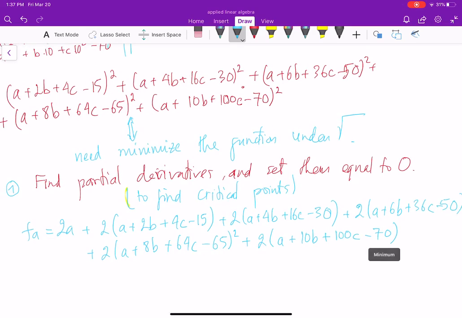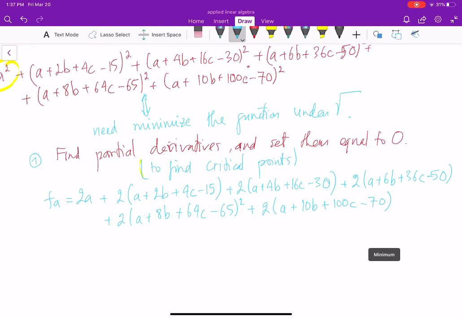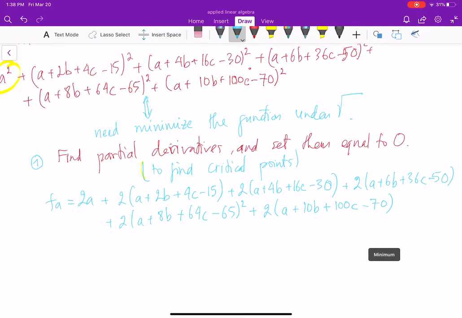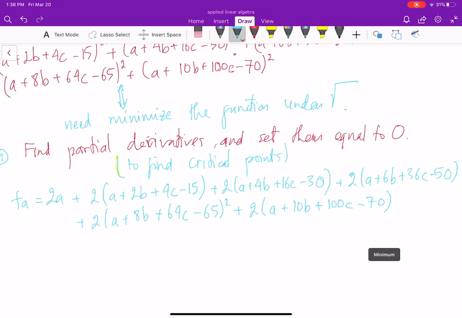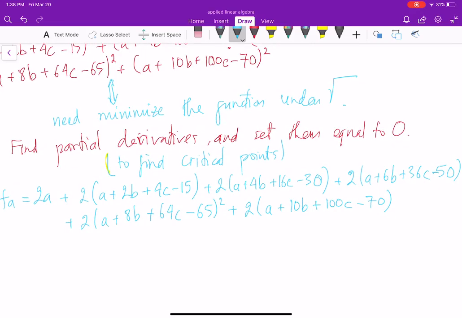So that is the equation, the partial derivative with respect to a. You can see a everywhere, 2 everywhere. When you set this equal to 0, you can simplify the 2, so basically we have less computation. Make sense? Anyway, we'll see the following formula.